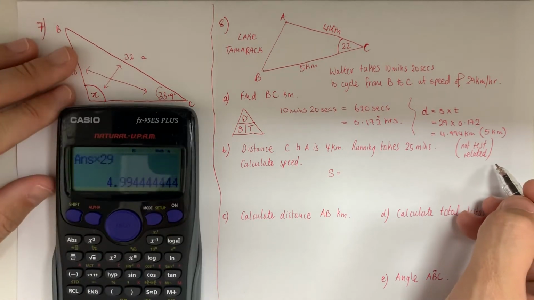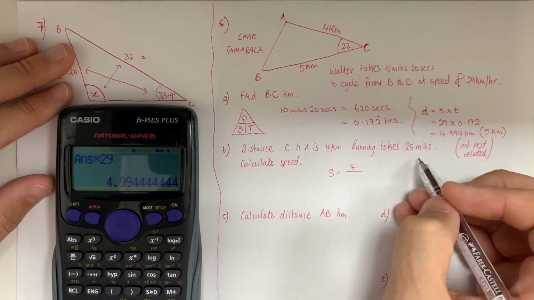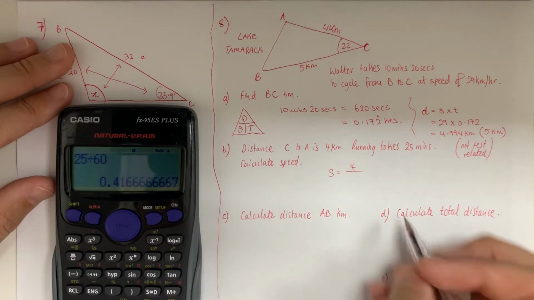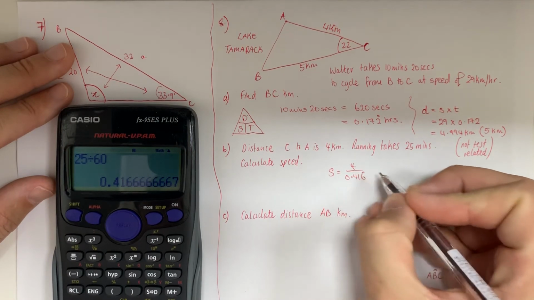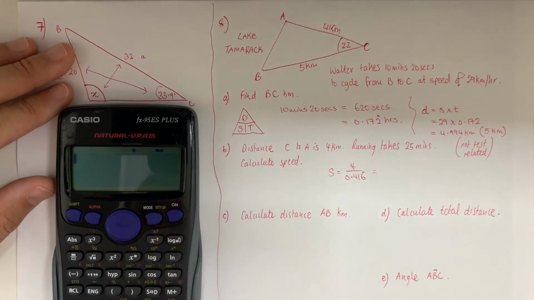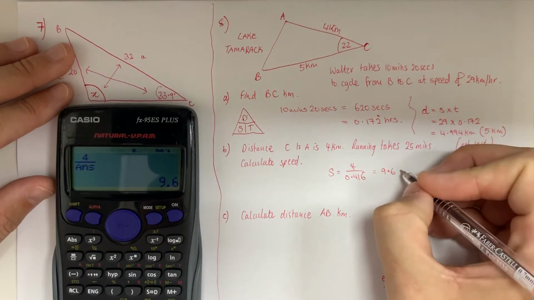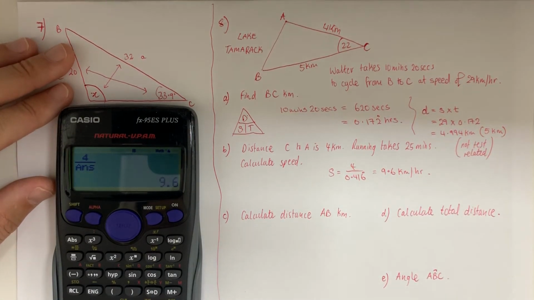Now, his distance this time is 4, but it's in kilometers, and I want to change 25 minutes into hours. So 25 minutes divided by 60 equals that amount of hours, 0.416 recurring. So speed is equal to 4 divided by that answer, which is 9.6 kilometers per hour. So obviously he runs a lot slower than he cycles.